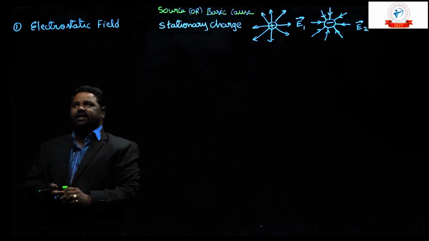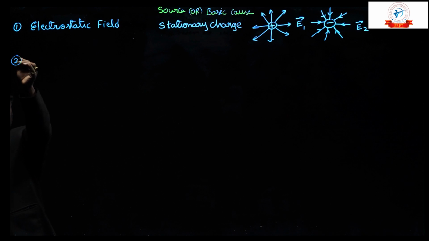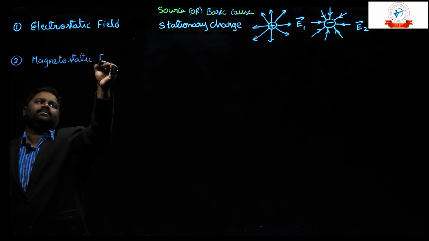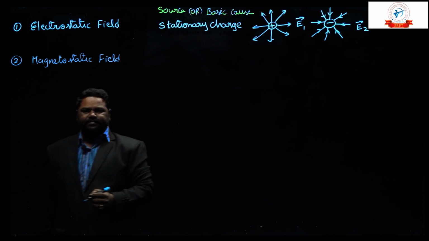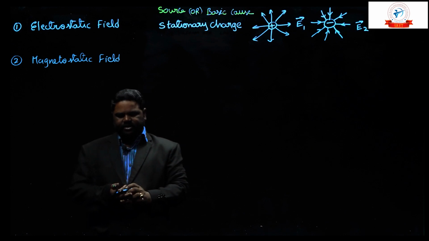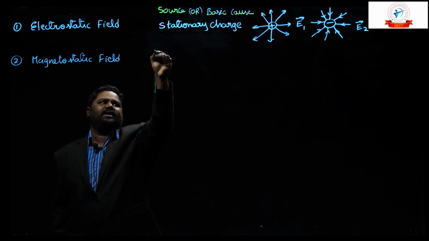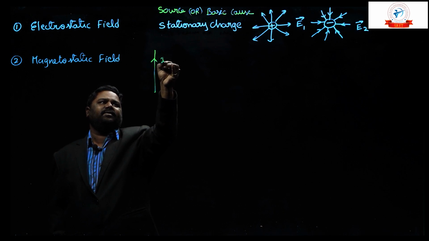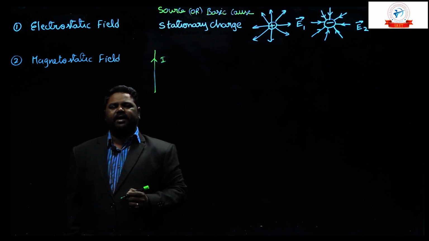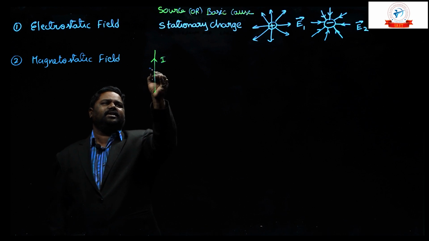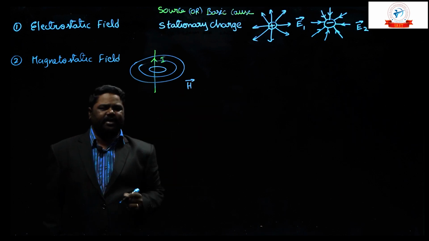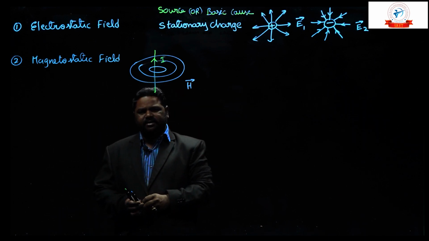Okay. Similarly, if we consider the magnetostatic field, or static magnetic field. What is the source of a static magnetic field? Here it is explained by Ampere. According to Ampere, a current carrying conductor can generate a magnetic field. When current flows through the conductor, this current should be a constant current or a DC current. Then this current carrying conductor generates a magnetic field. The magnetic field will be in the form of closed loops. And this magnetic field direction is given by the right hand thumb rule.